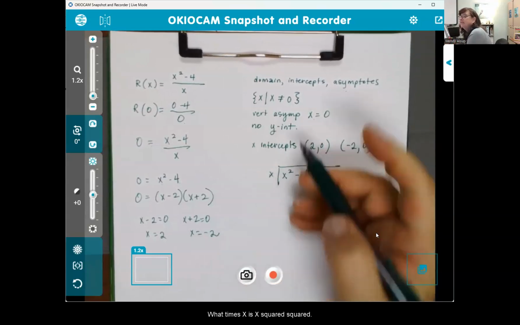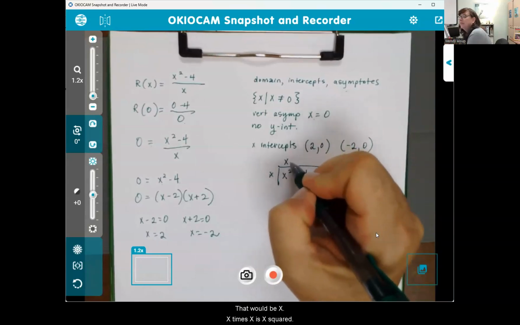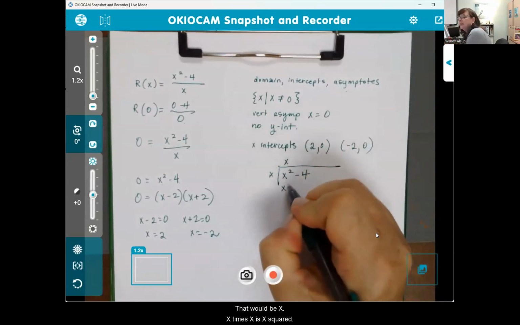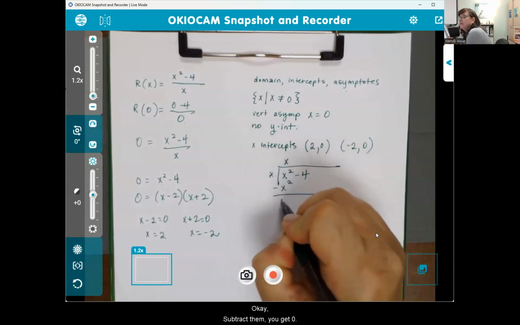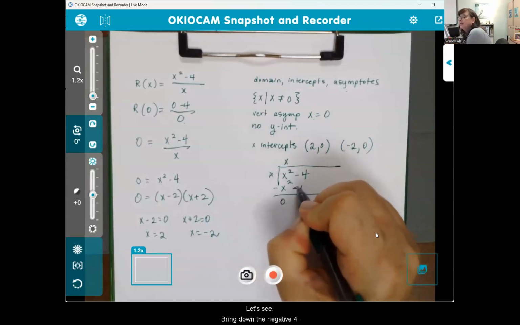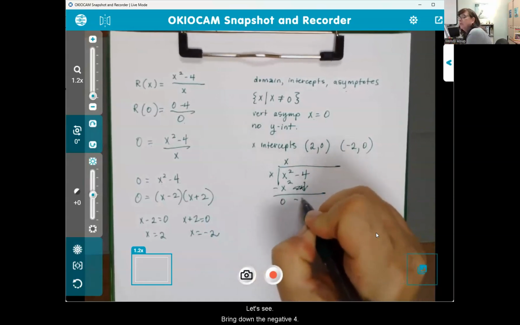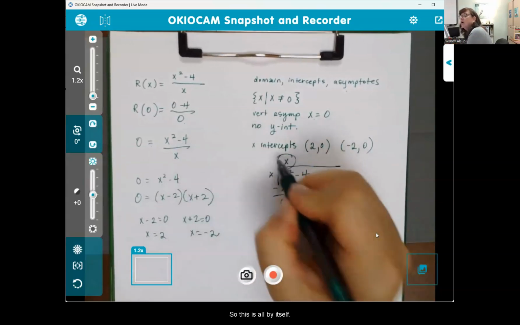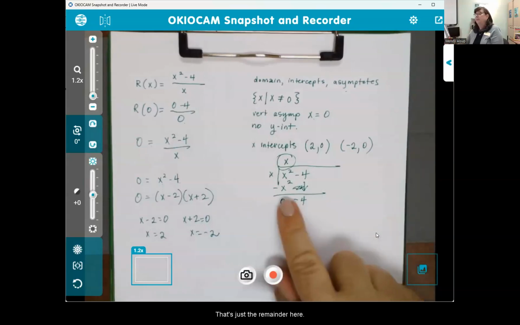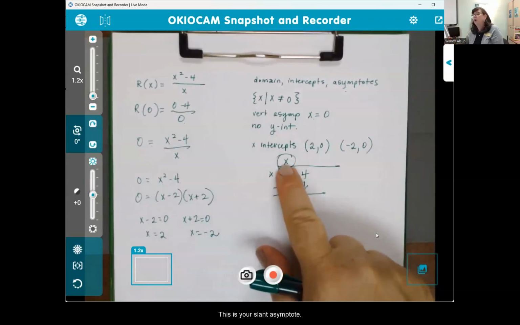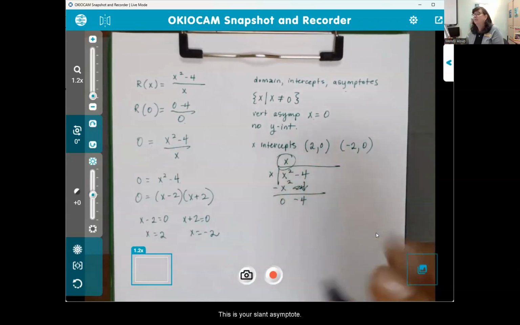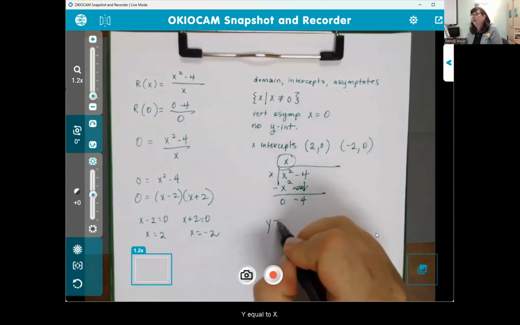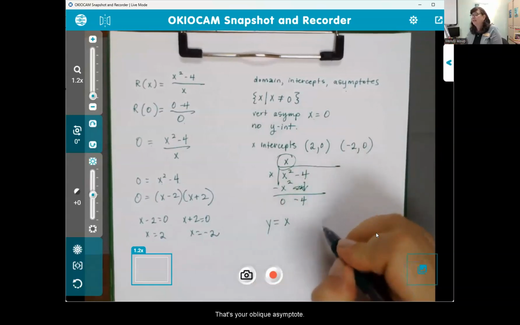What times x is x squared? That would be x. X times x is x squared. Okay, subtract them, you get 0. Let's see, bring down the negative 4. X doesn't go into negative 4. So this is all by itself. That's just the remainder here. This is your slant asymptote. Y equal to x. That's your oblique asymptote.